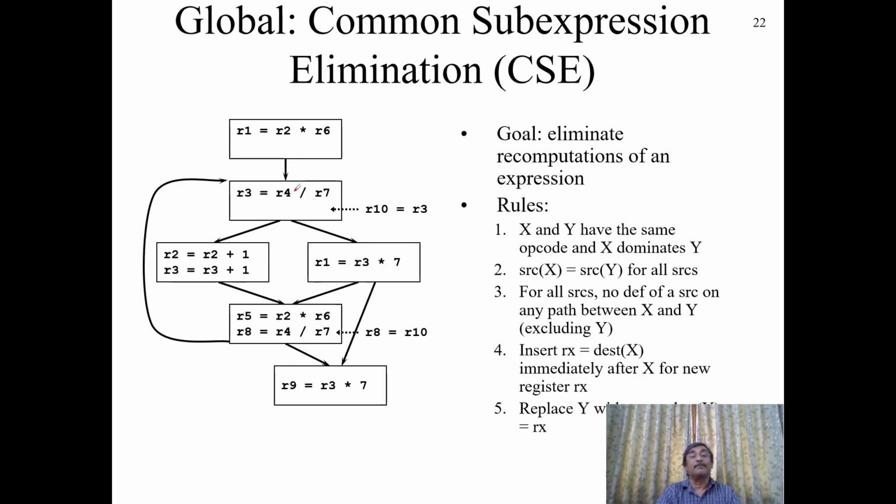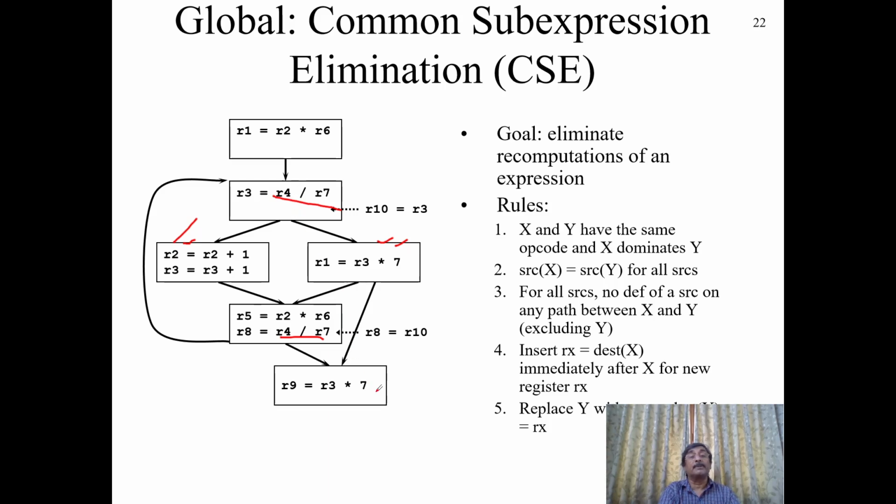Next is very easy, common sub-expression evaluation. You can very easily see that this contains R4 by R7 and this contains R4 by R7. So one of them can be removed, right? But only when this R4 and R7 are not defined again here. So see, R4 is not defined in this block. R7 is not defined in this block. R4 is not defined in this block. Therefore, when I come here, R4 by R7 remains the same as it was.